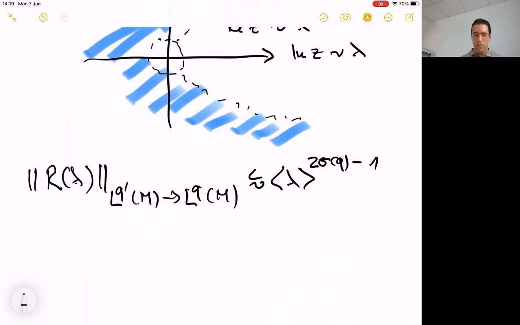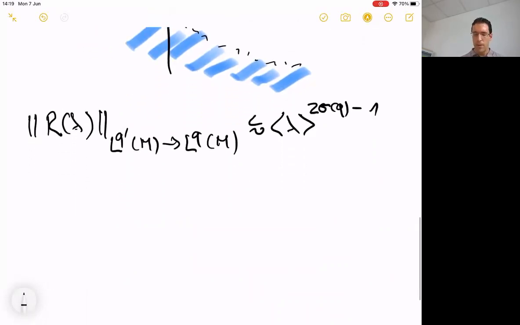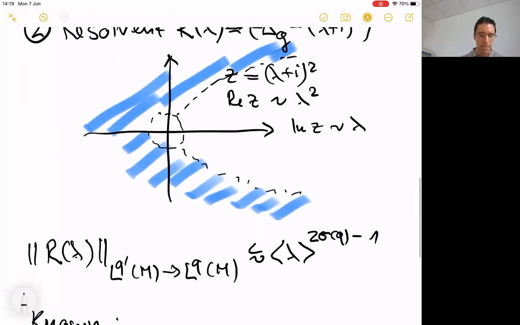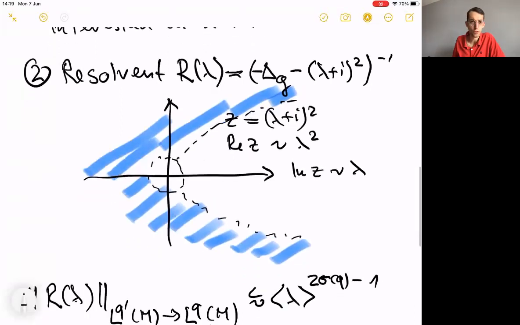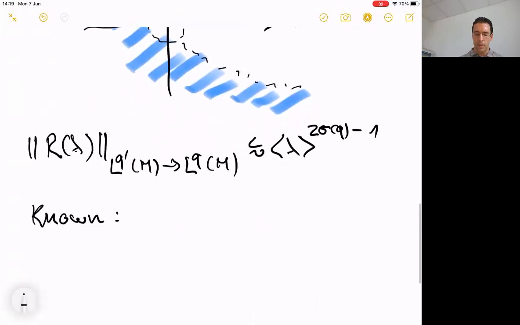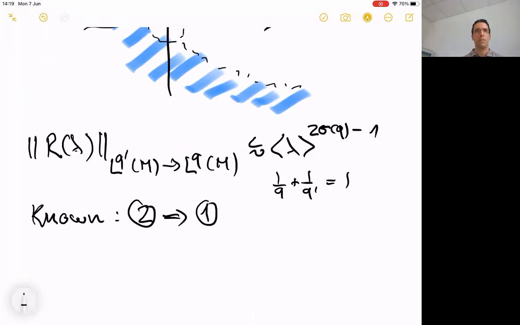Okay, so now what is this talk about? It's about the relationship between these two estimates. And it is known and also not difficult to show that... Sorry, Jean-Claude, may I ask a question? So here q prime is the conjugate exponent to q, am I right? That's right, yes. q prime is the Hölder conjugate. 1 over q plus 1 over q prime is 1. Okay, so it's known that the resolvent estimate is stronger, or implies the spectral cluster estimate.